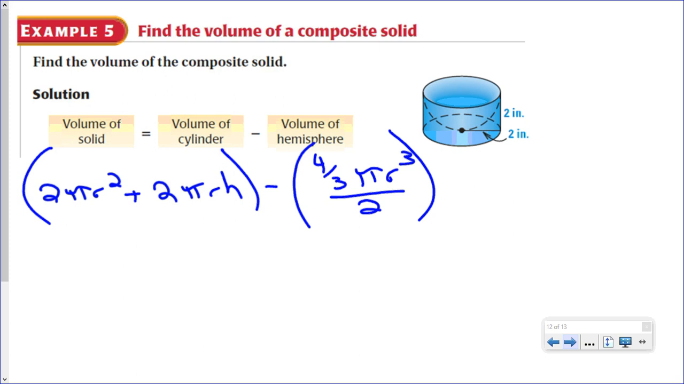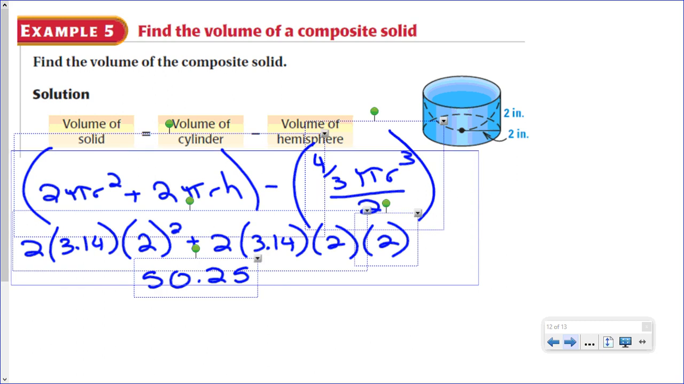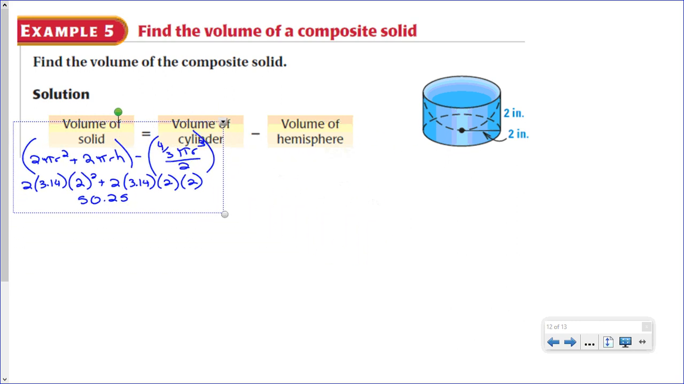I'm going to run out of space here, but I'll give it a try. Radius is 2. Height of the cylinder is 2. So this alone is the cylinder, right? You get that down to an answer, and 50.24 is what you get. So what I'm going to try to do is shrink this and move it out of the way so I can work on the rest of this. We'll keep that in mind.